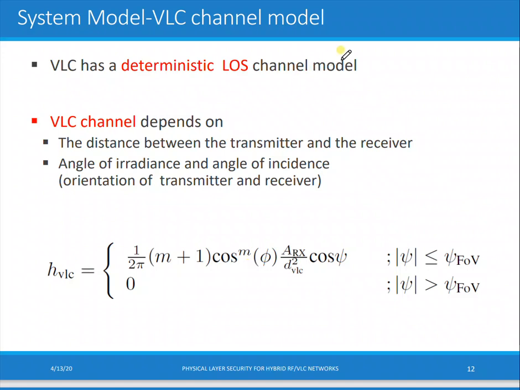Okay, the VLC has a deterministic line of sight channel model. The VLC channel depends on the distance between the transmitter and the receiver, of course, because the light cannot travel very long distances. It also depends on the angle of irradiance and angle of incidence, and the orientation of the transmitter and receiver.